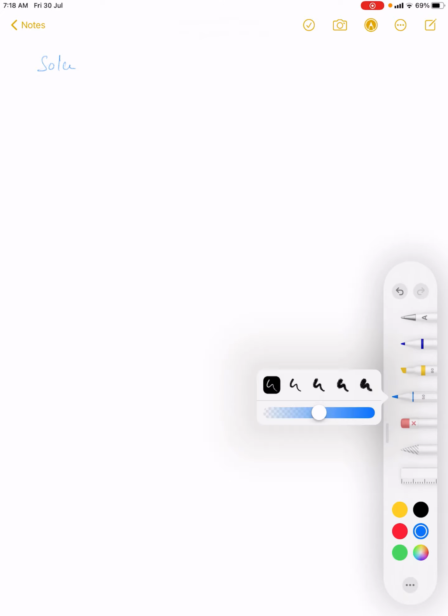Next topic is the solution of linear equations. Solution of linear equations by matrix method.